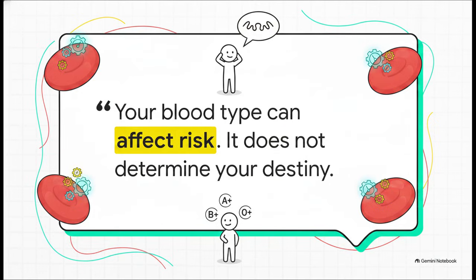And honestly, it leaves you wondering, if a microscopic badge on a single cell can subtly shape your entire life's health map, what other completely ordinary parts of your biology are secretly pulling the strings?